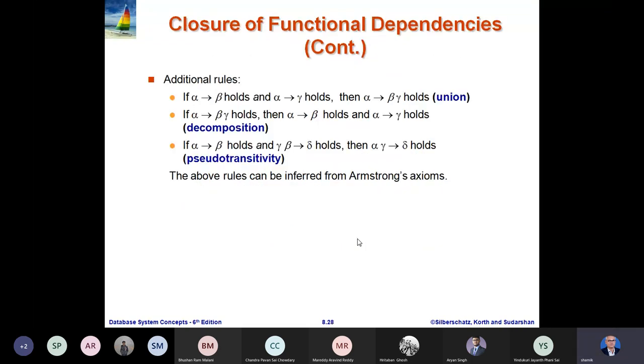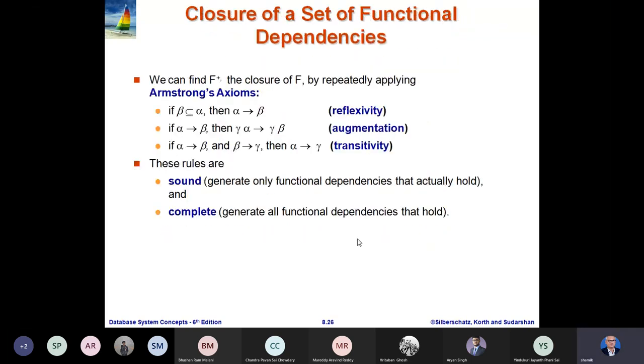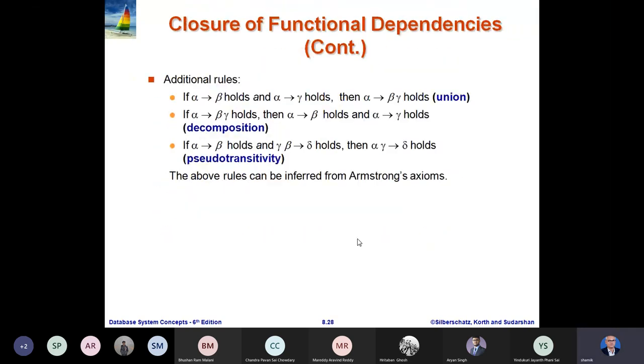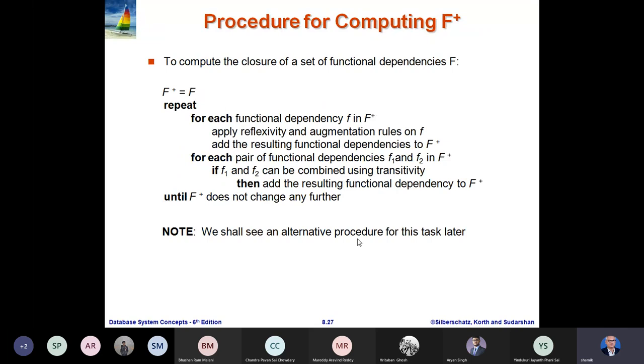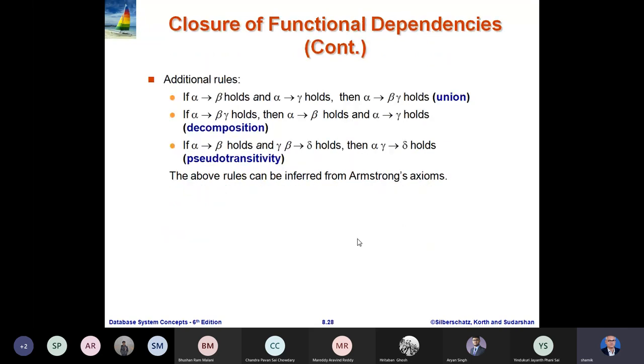There are certain additional rules beyond Armstrong's axioms, which are also fairly straightforward, that can, first of all, be inferred from Armstrong's axioms, and also we can actually use those as well for generating our F plus. One is that if alpha to beta holds and alpha to gamma holds, then alpha to beta gamma holds, which is fairly easy. So this is the union.